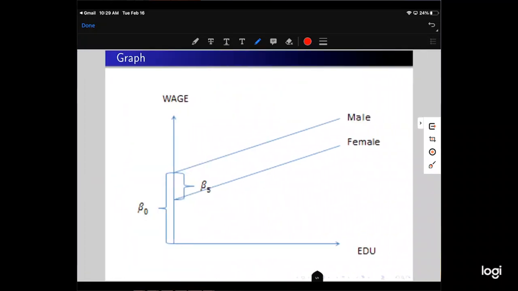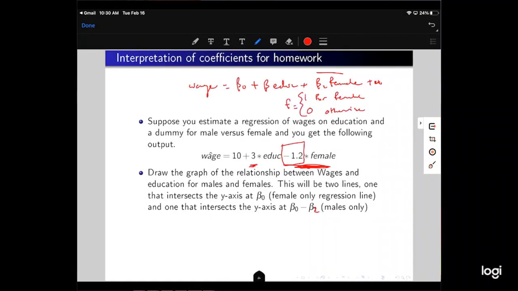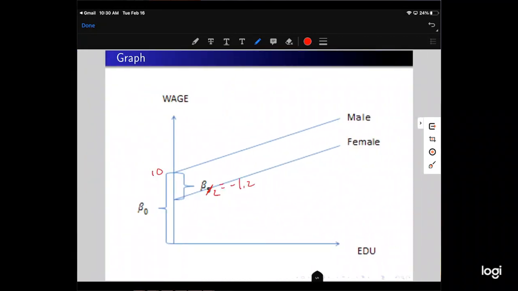So let's graph this. Beta 0 is going to be 10. This should actually be beta 2, and I think it was negative 1.2. Let me just double check. Yeah, negative 1.2. So we're subtracting 1.2 from 10, and that's our new intercept. It should be beta 0 minus beta 2.